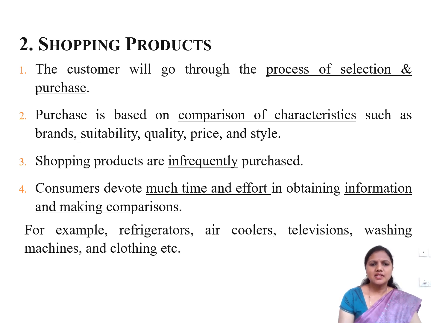Shopping products. The consumer will go through the process of selection and purchase. The process of selection and purchase has several steps. He will collect the data from various sources, that is, from his relatives, friends, neighbors, co-workers, and even from the marketers. He will collect the information about the product which he wants to purchase. For example, he may want to purchase a refrigerator, air coolers, television, washing machine, or some special clothing.